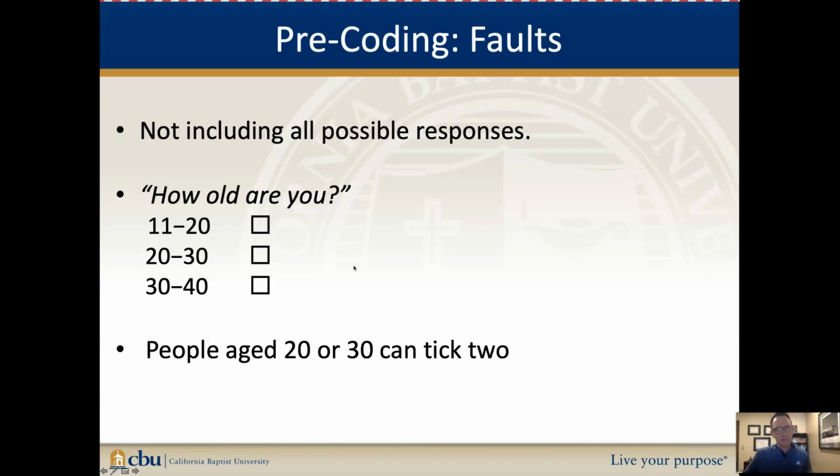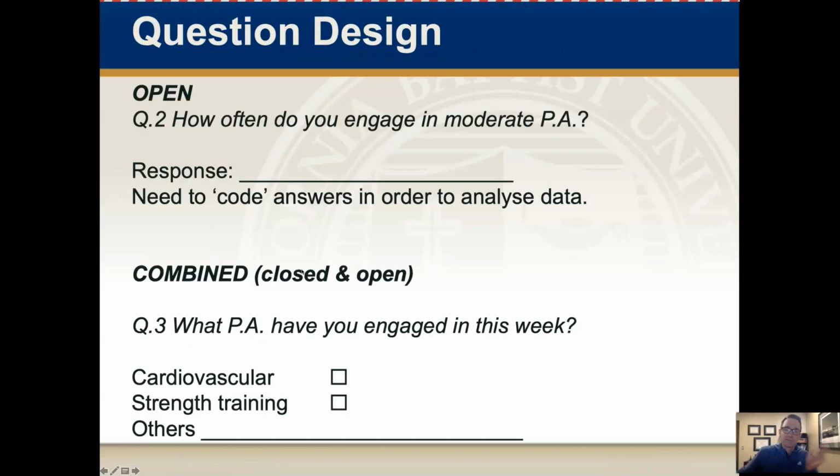Lame example, but even more lame if you actually ask this and then you have to sort through the data and it's confusing, yeah? So obviously it would be 11 to 19 and 20 to 29, or 11 to 20 and 21 to 30. You decide, but be careful.